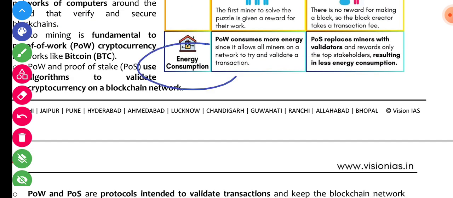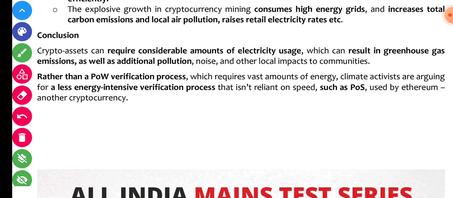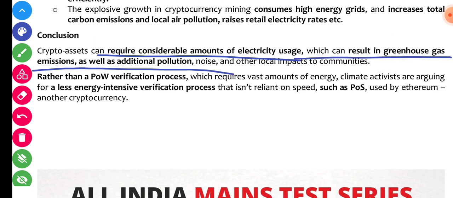And regarding energy consumption, proof of work consumes more energy, and proof of stake replaces miners with validators, resulting in less energy consumption. And what is the conclusion about crypto mining? Crypto assets can require considerable amounts of electricity usage, which can result in greenhouse gas emissions as well as additional pollution, noise, and other local impacts to communities.